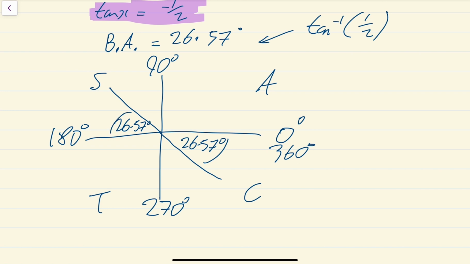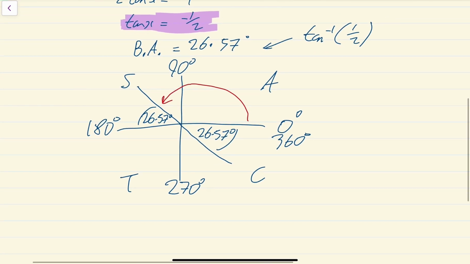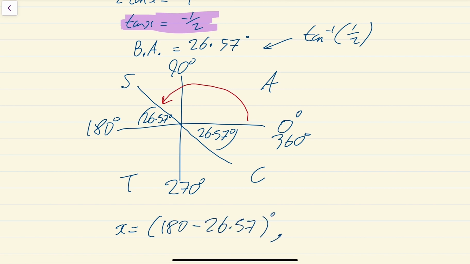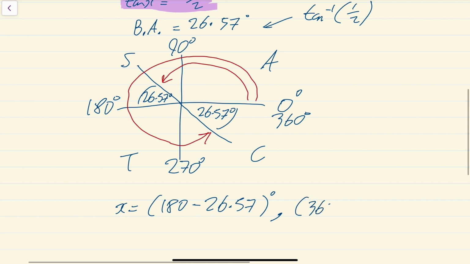26.57 degrees. And then your first angle, you're going to get from 0 round to 90. So it's 26.57 degrees shy of being 180 degrees. So we're just going to write that in. Your first answer is going to be 180 minus 26.57. We'll work that out in a wee second. And then the other one, there's 90, 180, 270, so it's 26.57 degrees shy of being 360. So that is 360 minus 26.57.